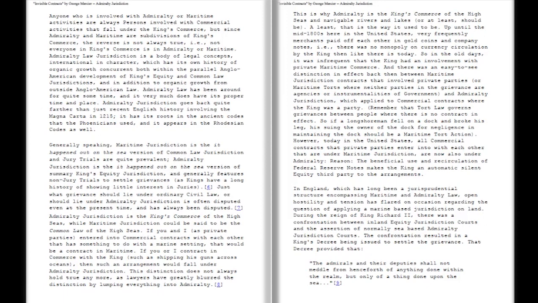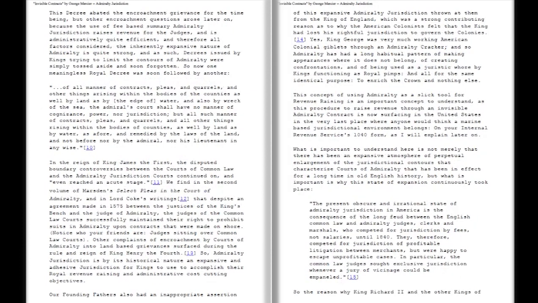In England, which has long been a jurisprudential structure encompassing maritime and admiralty law, open hostility and tension has flared on occasion regarding the question of applying a marine-based jurisdiction on land. During the reign of King Richard II, there was a confrontation between inland equity jurisdiction courts and the assertion of normally sea-based admiralty jurisdiction courts. The confrontation resulted in a King's decree being issued to settle the grievance. That decree provided that the admirals and their deputies shall not meddle from henceforth of anything done within the realm, but only of a thing done upon the sea.